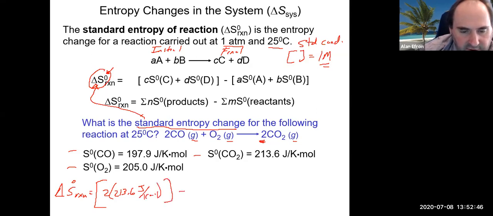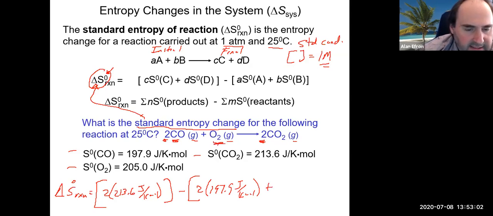We're then going to subtract it from our reactant side, where we also have 2 COs. So we take 2 times the value of CO we would find in that table, and we would add it to our O2 value. And again, different than delta H or other things, there is actually a value that you'll find for something like O2, which would be 205.